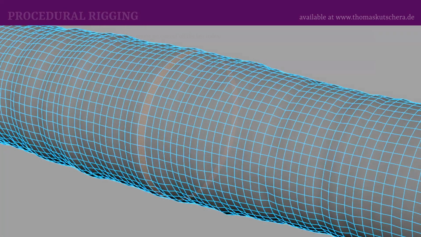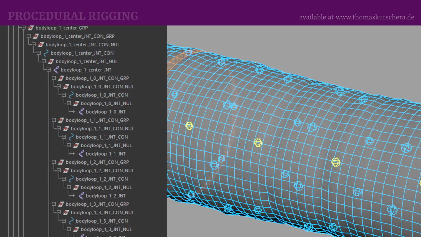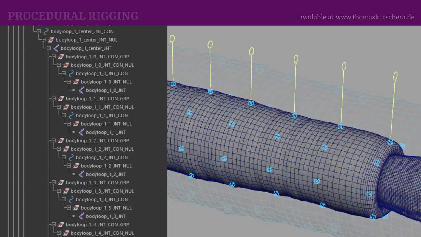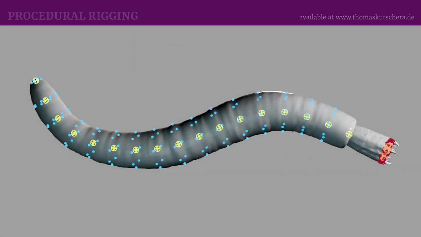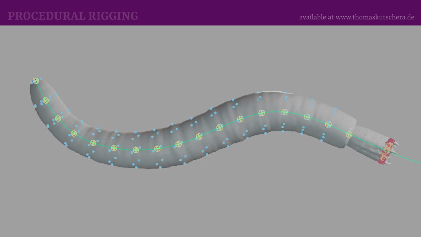We develop the code to build the ring joints automatically around the body, as well as to organize them in a meaningful hierarchy including all controls. We script the spline IK and we generate the path via the code.